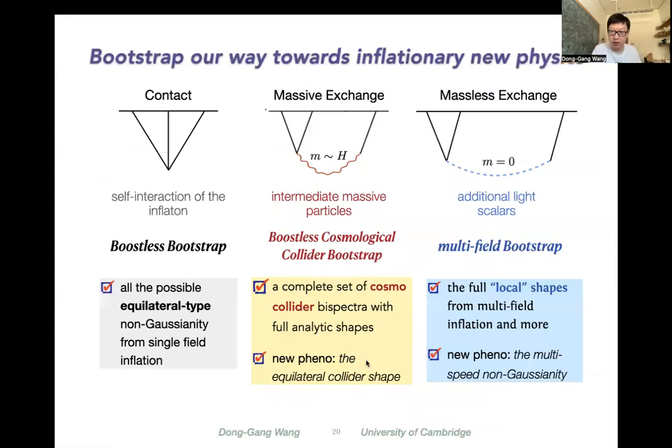Okay, now this is the end of my talk, and this is the last slide. I want to just summarize our bootstrap efforts in the past several years, which is to identify the new signatures of new physics during inflation. And here we consider three different types of scenarios: the self-interaction of the inflaton in single-field inflation, then cosmological collider, and multi-field inflation. And the bootstrap could tell us general results and also some new phenomenology.